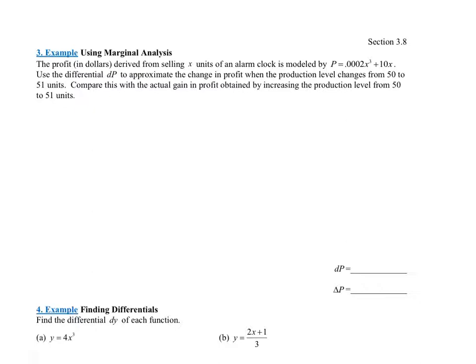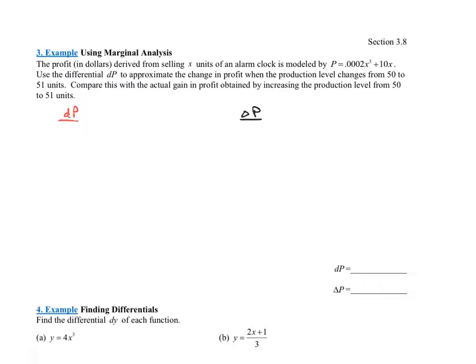Again, notice the small change in units. The smaller the change in units, just being 1 unit here, the more accurate the estimate, the marginal dP, is to the actual. And it says compare this with the actual gain in profit obtained by increasing the production level from 50 to 51 units. So we have two things we need to do. We need to calculate our estimated profit using marginal dP, and we need to determine our actual change in profit, which is delta P. Okay.